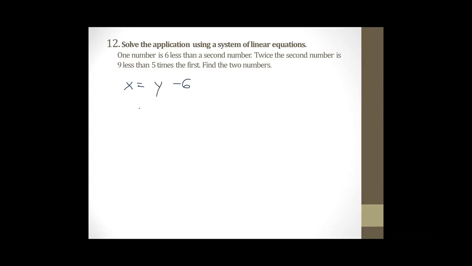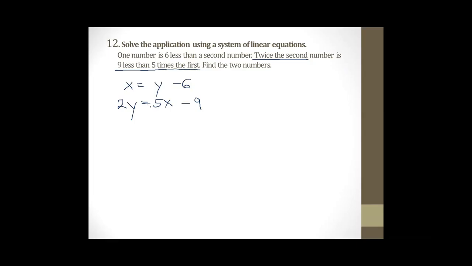So my first equation is x equals y minus 6, and then my second equation: I have twice the second number, which would be 2 times y, equals 9 less than 5 times the first, which is x. So I have my two equations.